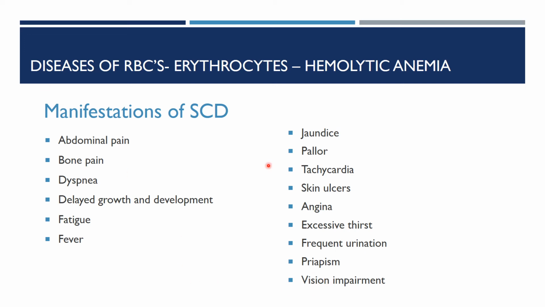Priapism. Priapism is the persistent and painful erection of the penis. Okay. And then vision impairment. So anytime you have circulatory issues, the eyes would be one of the main effects. So you see that diabetes can cause blindness. Okay. And this is due to the effects on the circulation.